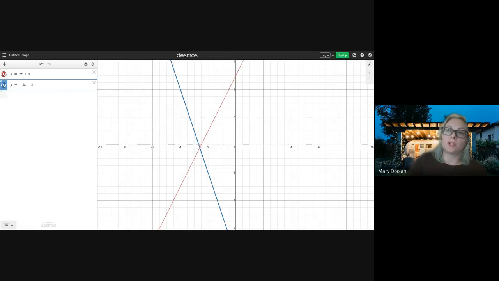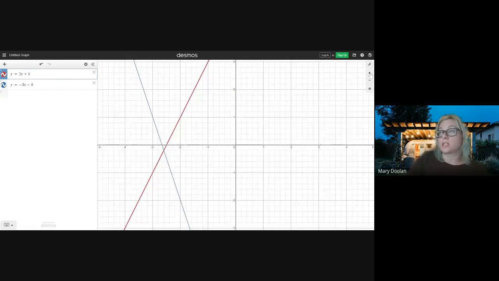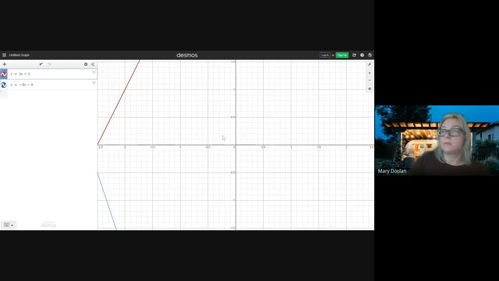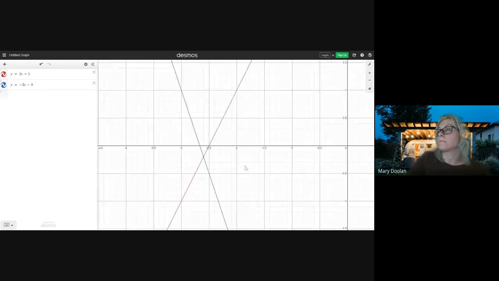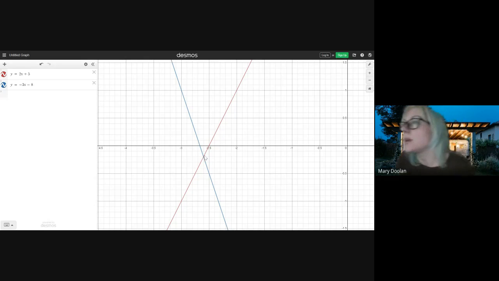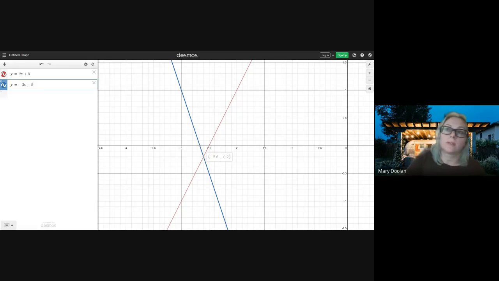So if I was trying to solve a system of equations and these were the two equations that I wanted to solve, I could use Desmos and then look to see if there's a point of intersection, and you can zoom in. You can just click and drag it. So it looks like they intersect right here. And if you click on it, it'll actually give you an ordered pair that would represent your solution.